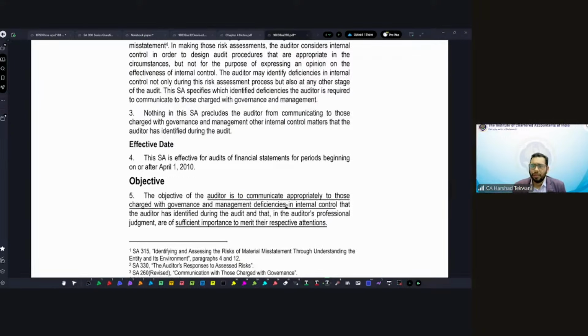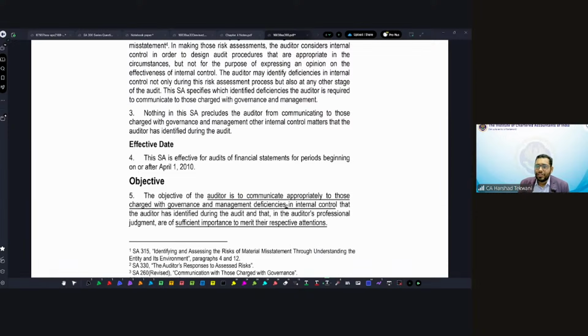It says that the auditor has to determine what deficiencies he has identified. Then he has to determine whether these are significant deficiencies or not. If significant deficiencies, then have you communicated to those charged with governance on a timely basis? Okay. You need to also communicate the deficiencies to the management in writing. So, for example, if there is a significant deficiency in internal control, then the auditor has to communicate that to those charged with governance and to management also, both.